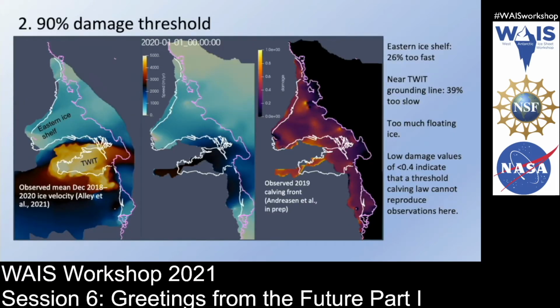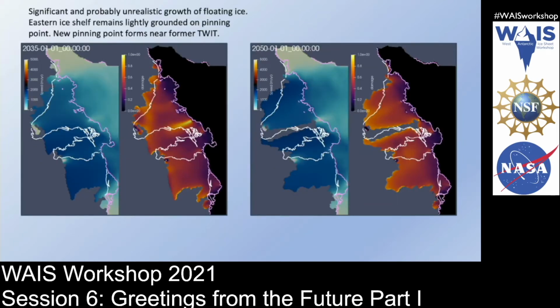Next is this 90% damage threshold scenario. Once again, the observations are shown on the left. And once again, we get an eastern ice shelf that's too fast and a western ice tongue grounding line area that's too slow and too much floating ice. And especially in the grid south here near Haynes Glacier, we see that these very low damage values in the ice shelf indicate that for any reasonable threshold value, this calving law is not going to help us reproduce observations. And as we run this forward, we see significant and probably unrealistic growth of floating ice, including a pinning of the western ice tongue on a new pinning point.